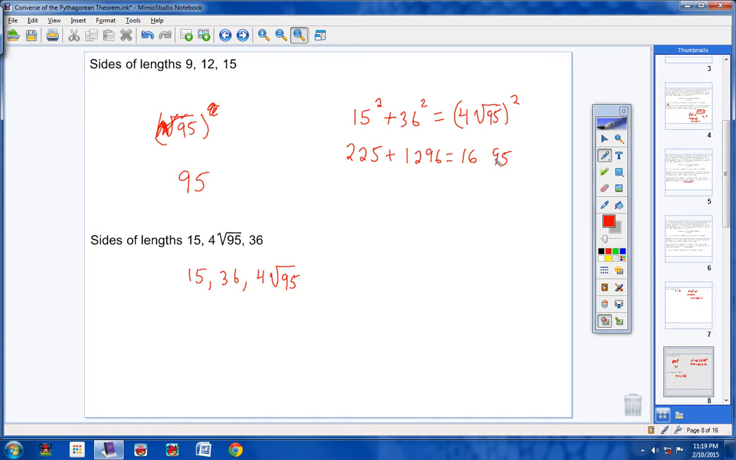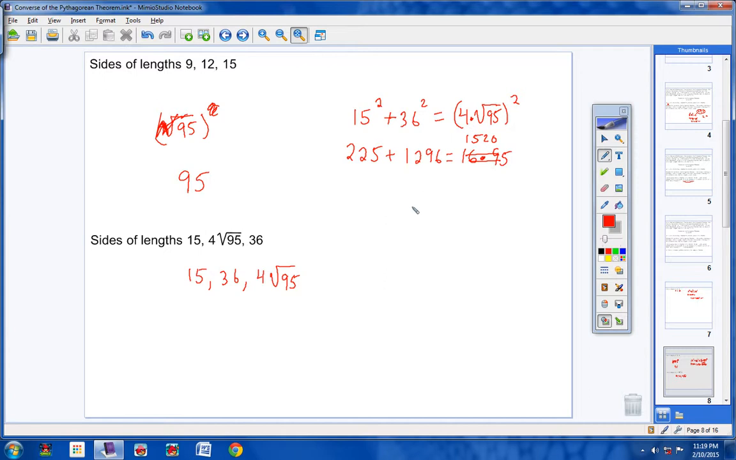What are these two numbers doing to each other? Well, what were they doing up here? Multiplying. So what are they doing here? Multiplying. Okay, let's go over that again. You square the 4, you get 16. Square the square root of 95, you get 95. Multiply these together, and you get 1,520. So let's add these two together, and on the right side, let's see what we get, okay?